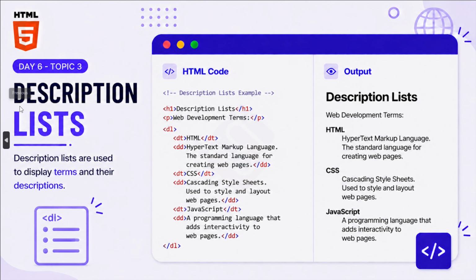Let's learn about description list. A description list is used to display terms along with their explanations. It uses 3 tags: the DL tag, DT tag and DD tag. DL tag means description list, DT means description term, and DD means detailed description. So let's take the example.